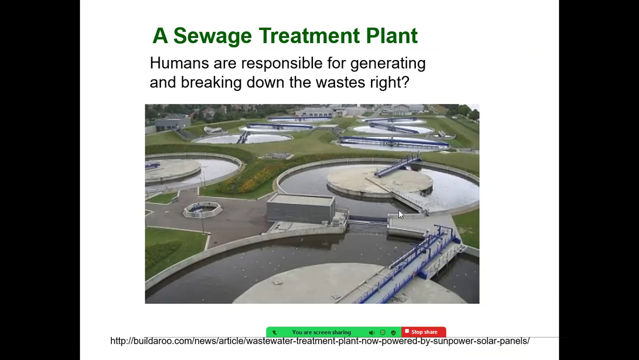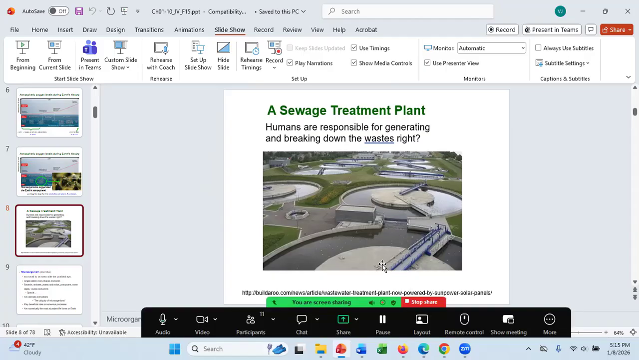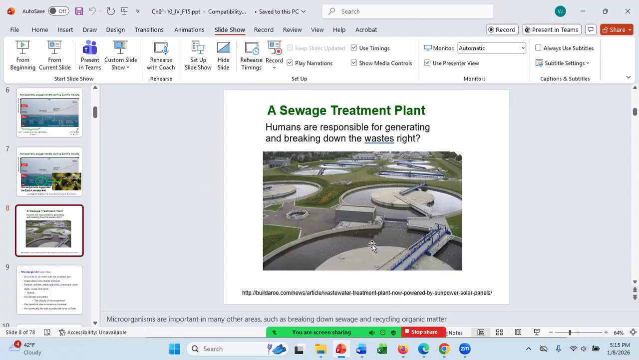Somebody should be objecting, and that is because humans do not break down the waste in this sewage treatment plant. What is actually breaking down the waste are microorganisms, which are growing in the water here, which break down the waste that comes out of your sinks and your toilets. Any question about any of that? So it's the microorganisms which are recycling the nutrients in the sewage treatment plant, and they just break it down into water and carbon dioxide.